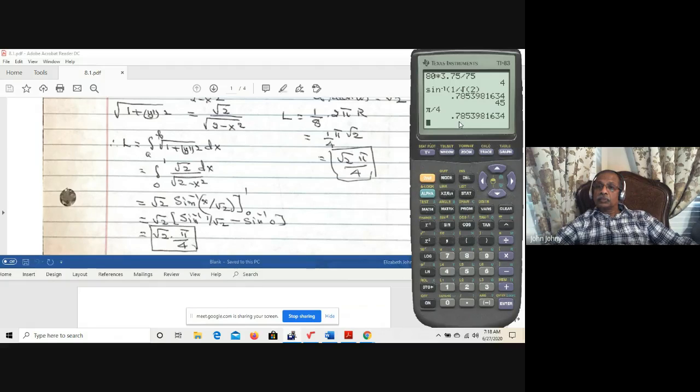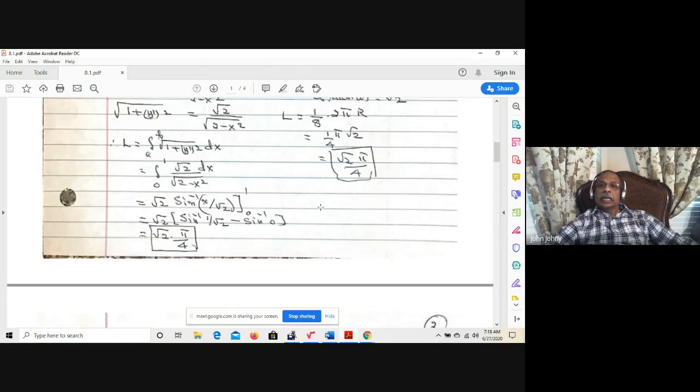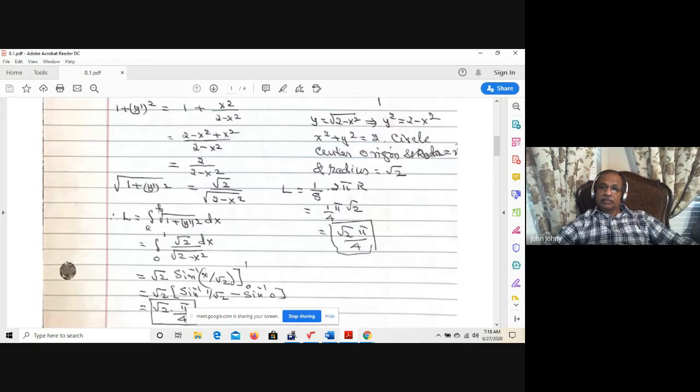Pi over 4 is 0.785391, etc. So that is pi over 4. So sine inverse of 1 over square root of 2 minus sine inverse of 0, that is square root of 2 times pi over 4, and that is the answer. And this part, it's just a verification.